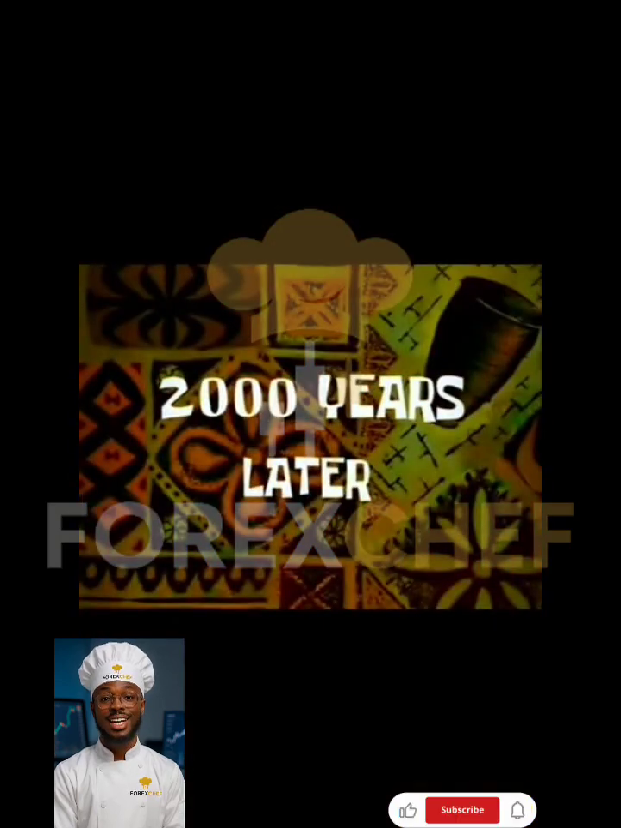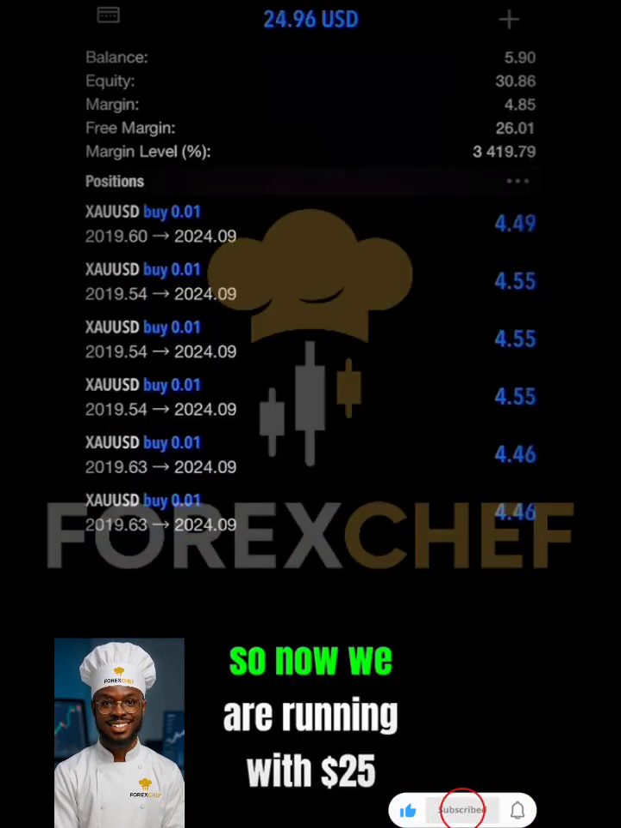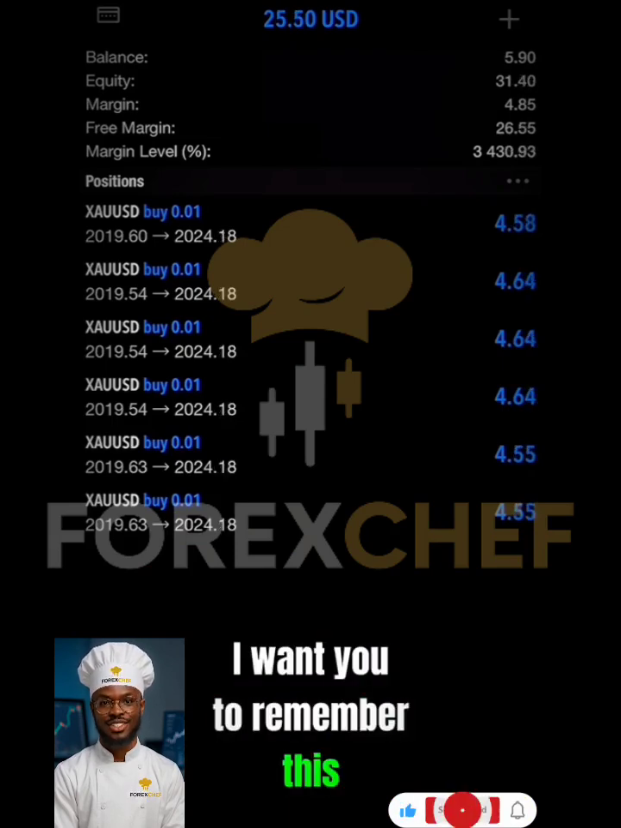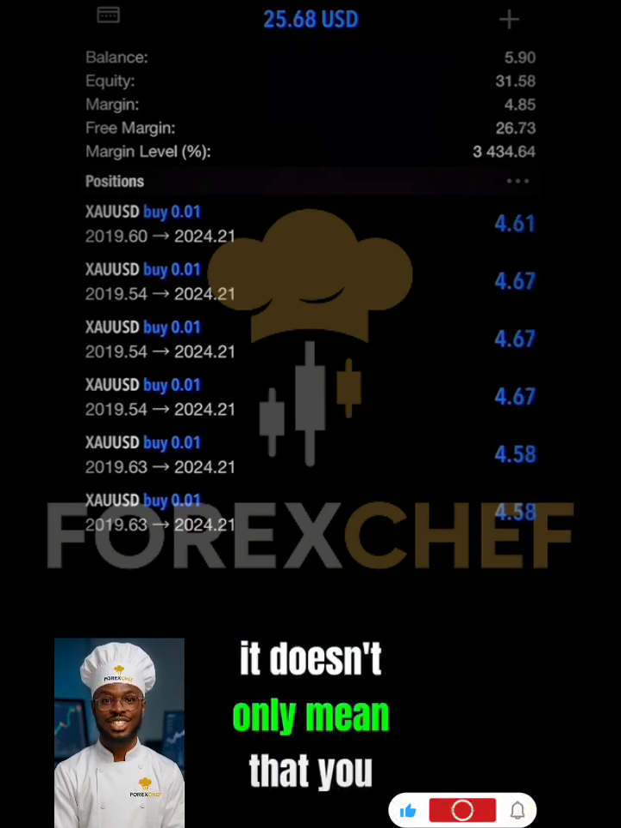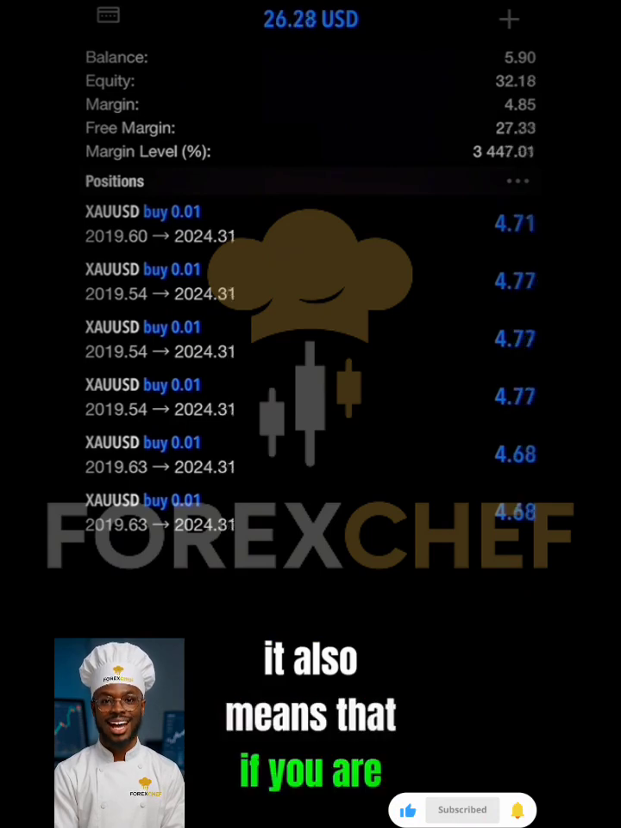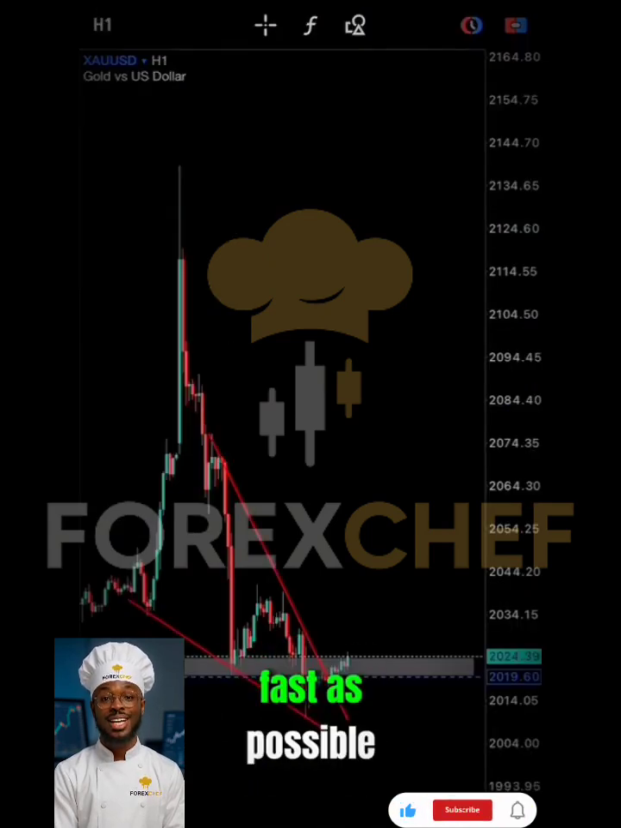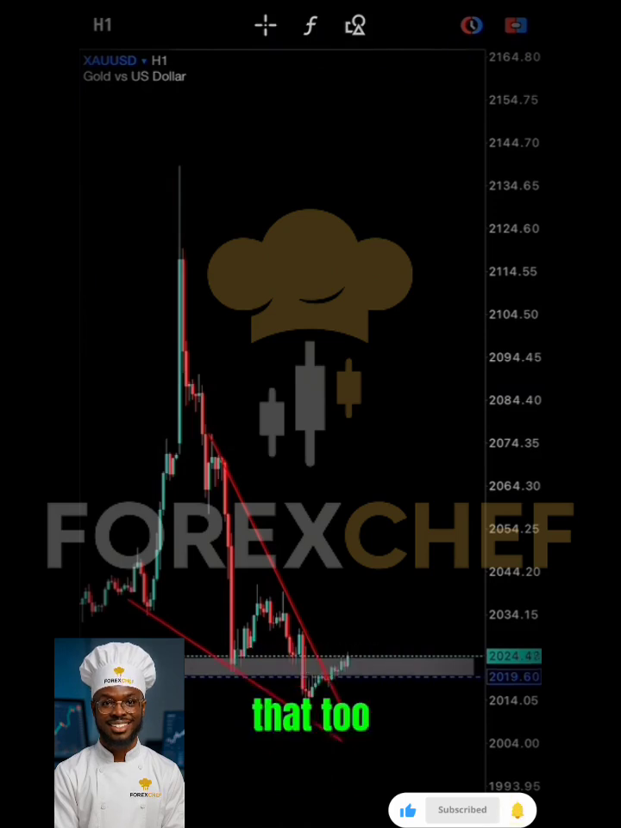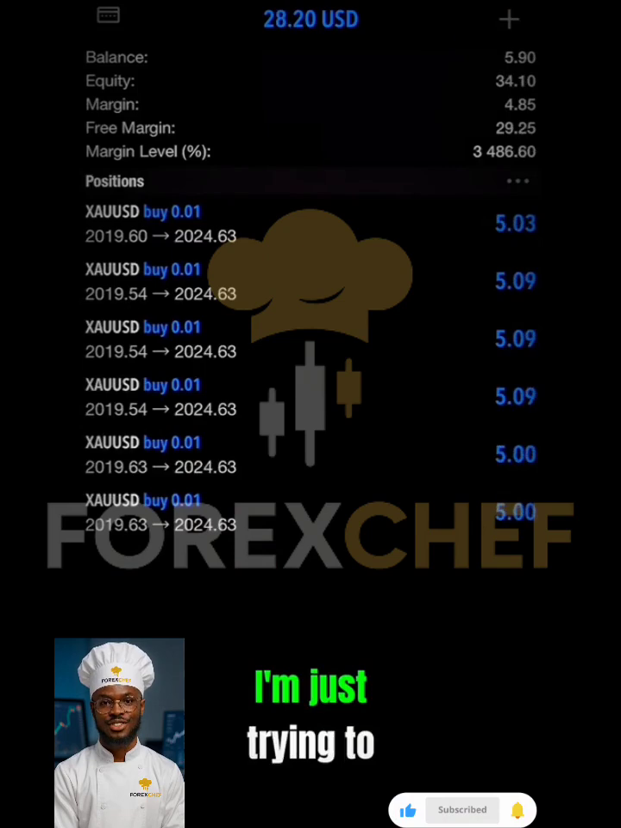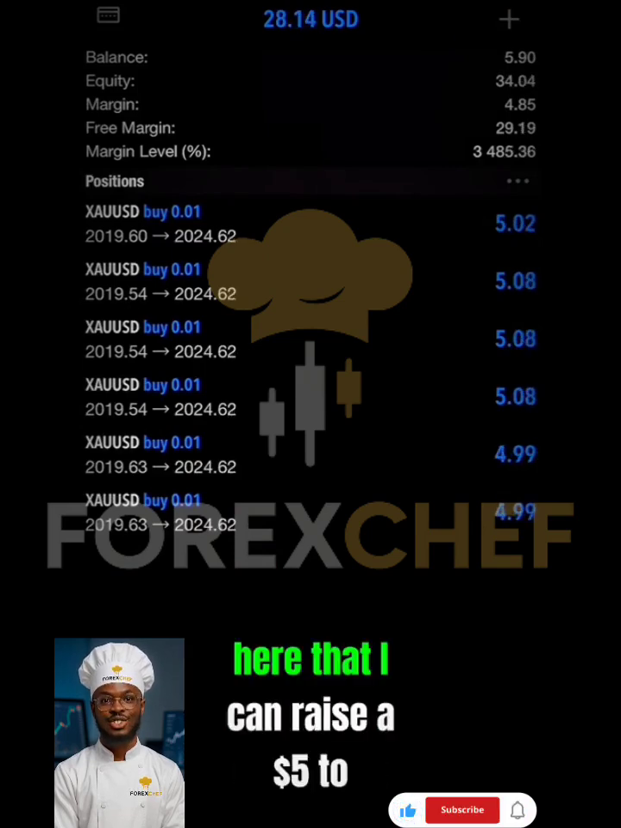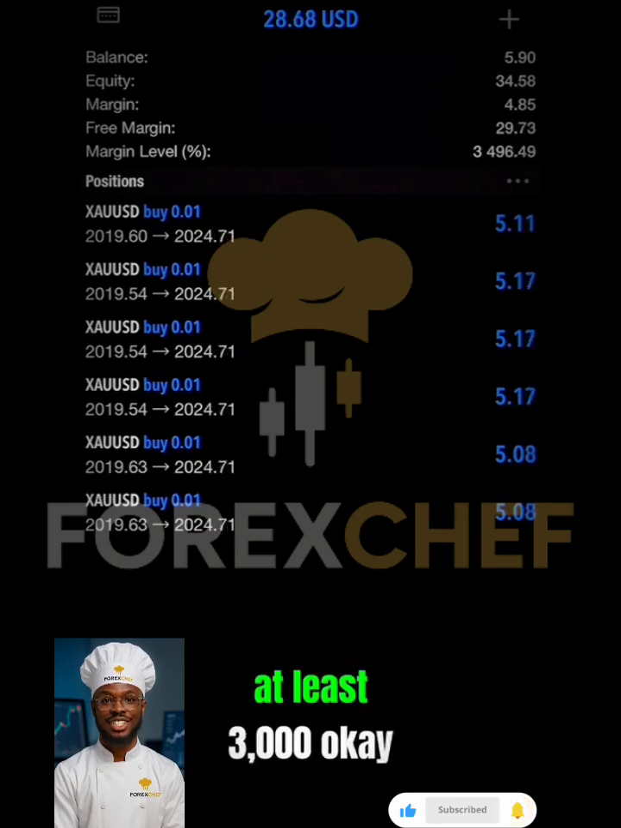So now we are running with $25 profit. I want you to remember this: if your leverage is very big, it doesn't only mean that you get profit. It also means that if you are wrong, you will blow your account as fast as possible. So you need to take note of that too. No need to trade like me here. I'm just trying to show you the challenge here, that I can raise the $5 to at least 3,000.